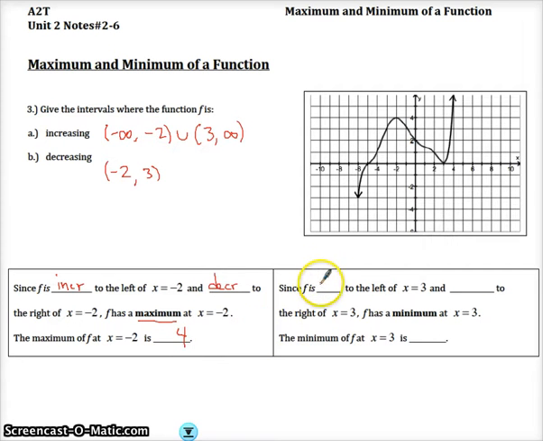Since f to the left of x equals 3, it's decreasing. It goes from decreasing, and then increasing after that. It changes from, as we kind of go down the path here, up the x-axis, it goes from decreasing to increasing, from downhill to uphill. We can say that's a relative minimum at 3. The minimum at 3 is 0. Okay.